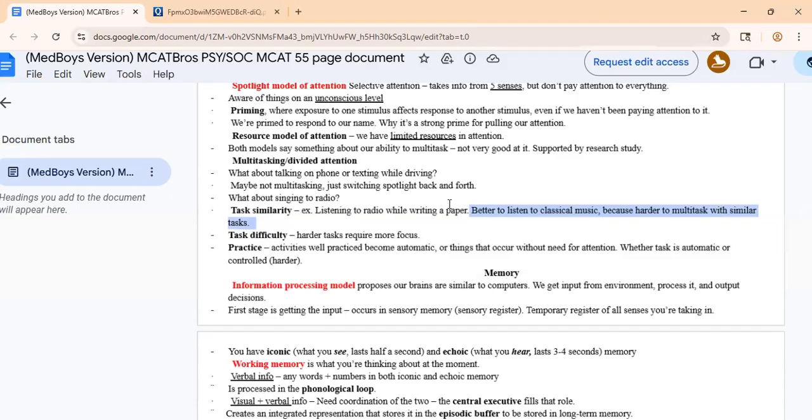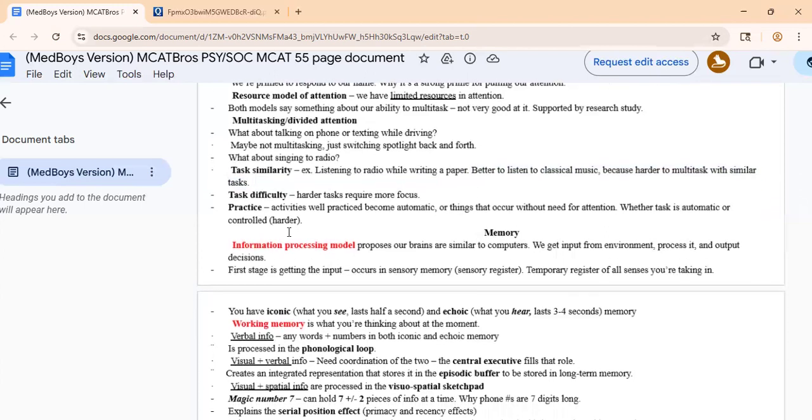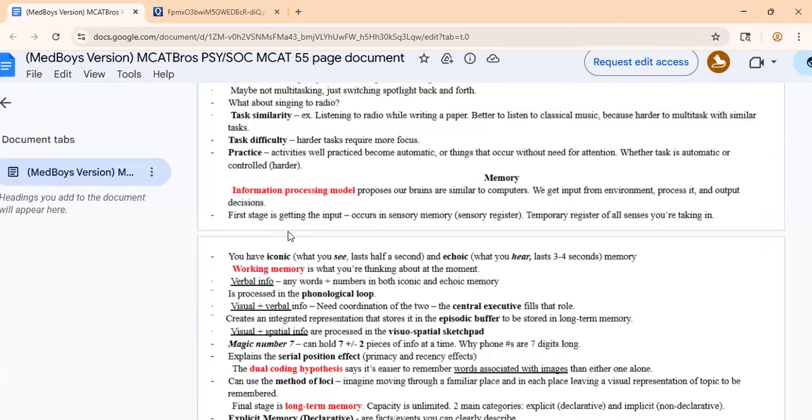But if I have to solve a very hard, complex math problem, there's absolutely no way I'm able to drive and solve that hard problem. So harder tasks will require more focus, while tasks that are similar to you don't require a lot of focus, or strong focus. And practice is always helpful when it comes to doing tasks or learning.